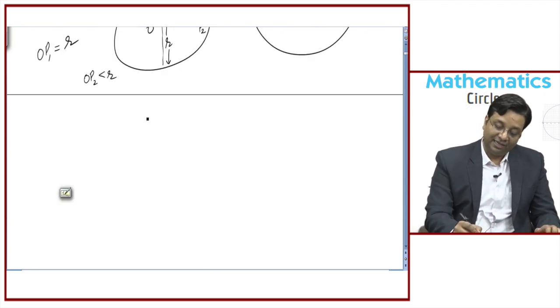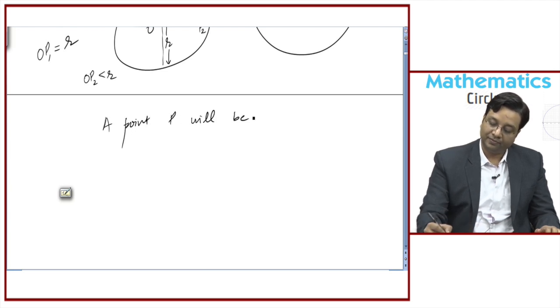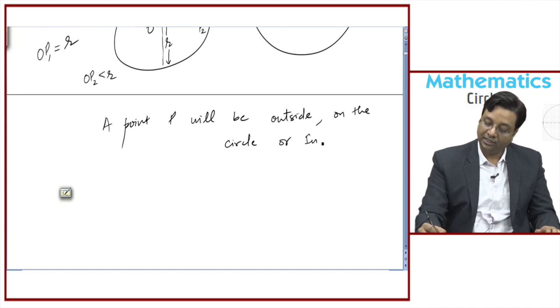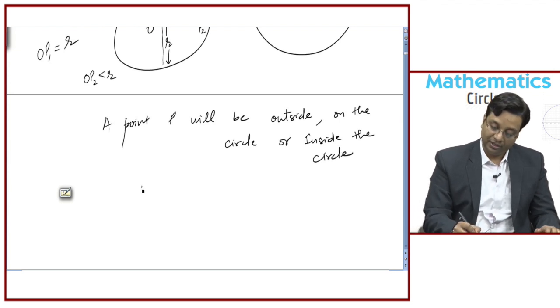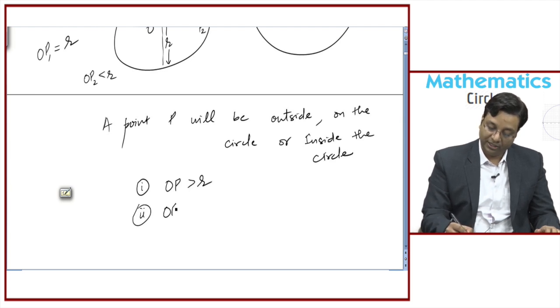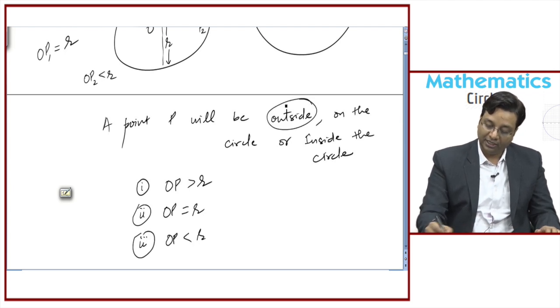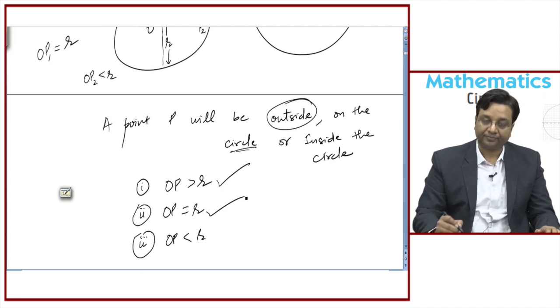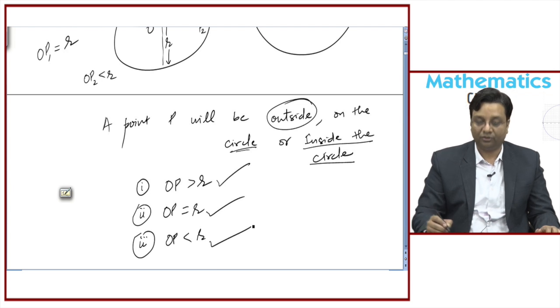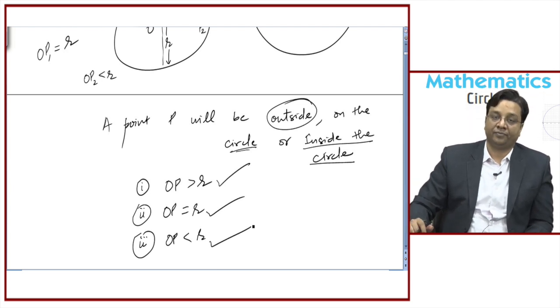So a point P will be outside, on the circle, or inside the circle, depending on whether, case one, OP is greater than R, case two, OP is equal to R, or case three, OP is less than R. Outside, OP is greater than R. On the circle, OP is equal to R. Inside the circle, OP is less than the radius.